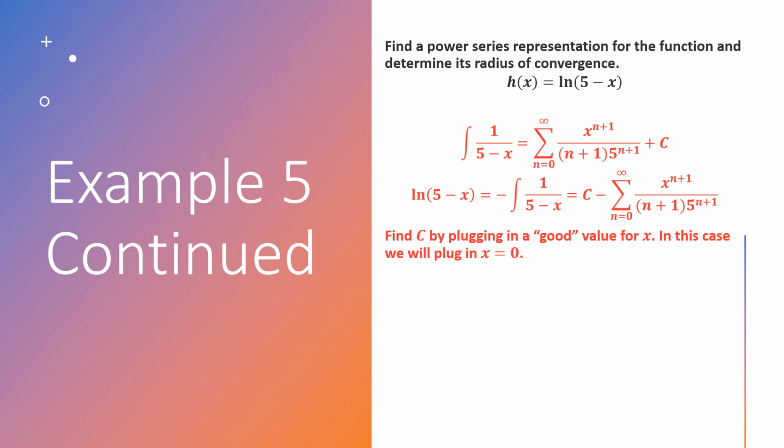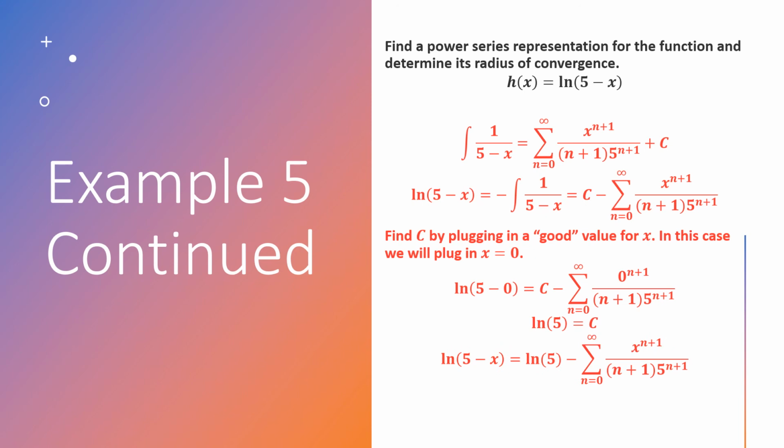And now again, I need to find my c. To find c, I'm just going to plug in some value for x and see what it gives me. In most cases, you can plug in x equals 0, because it gives you a nice summation. So I have ln of 5 minus 0 equals c minus the sum from n equals 0 to infinity of 0 to the n plus 1 over n plus 1 times 5 to the n plus 1. That summation comes out to be 0, because the 0 in the numerator cancels out everything else. And so ln of 5 equals c. Plugging that c back into my function, ln of 5 minus x equals ln 5 minus the summation from n equals 0 to infinity of my new function.